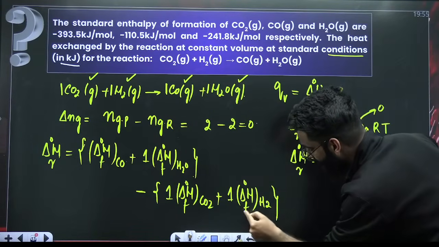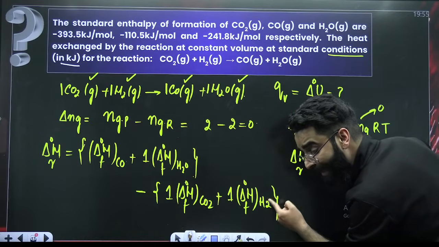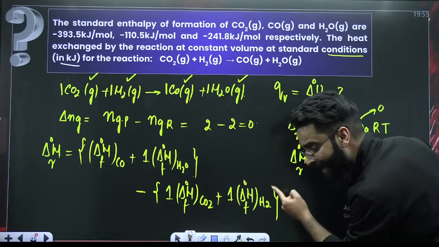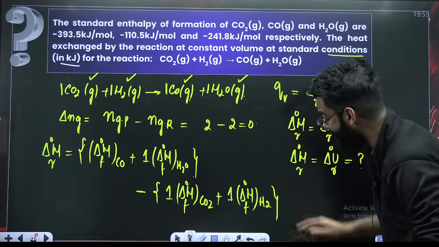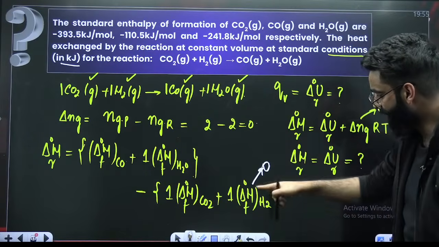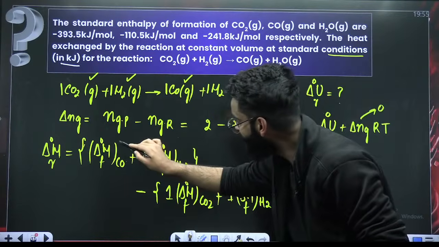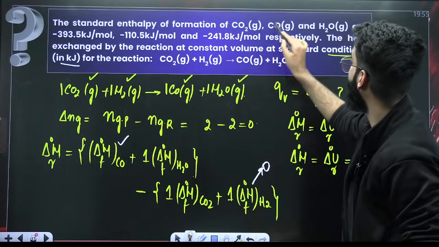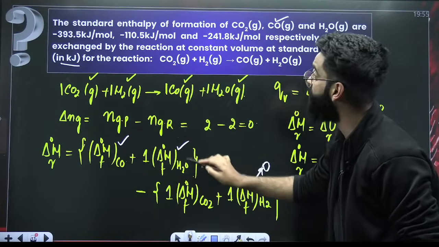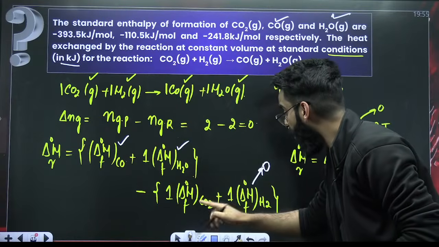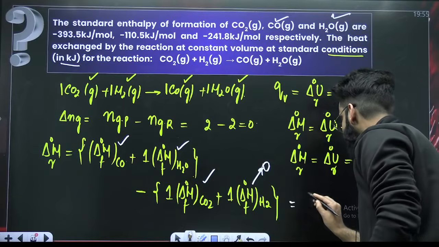Now, if you look at this equation carefully, what about this term, the standard enthalpy of formation of H2 gas? H2 gas is the standard state of hydrogen, and the standard enthalpy of formation of an element present in its standard state is taken as 0. So this term is 0, right? The enthalpy of formation of carbon monoxide is given to you as per the question. Even the enthalpy of formation of water is given, and even the term for carbon dioxide is given to you. Put the values here and get the answer.